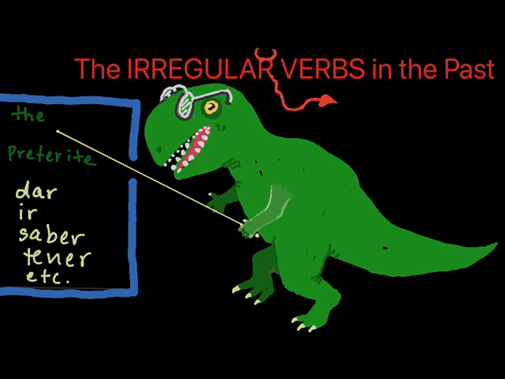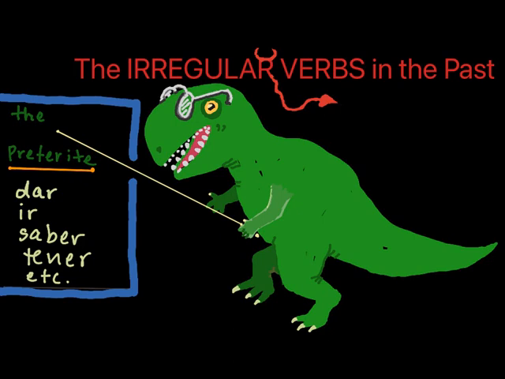Today we're going to discuss the irregular verbs in the past. What kind of past will it be? It will be the preterite, which also is known as the simple past. In English it would be I did, we ate, she worked.